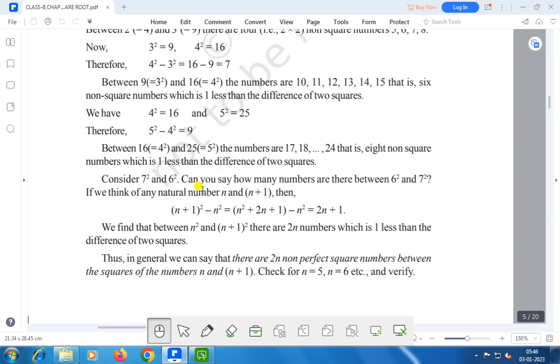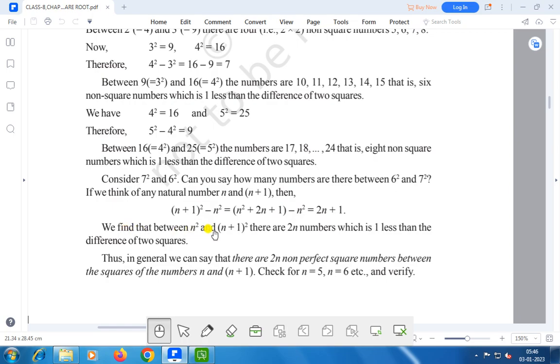Consider 7 squared and 6 squared. Can you say how many numbers there are between 6 squared and 7 squared? Yes, there are 7 minus 1. Right? If we think of a natural number n and n plus 1, then (n plus 1) squared minus n squared is equal to n squared plus 2n plus 1 minus n squared, that is 2n plus 1.